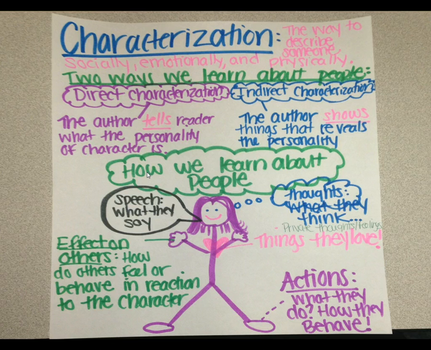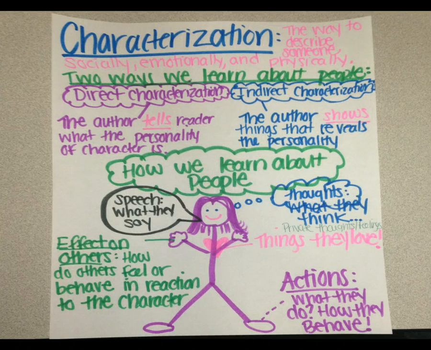Socially is like how they interact with people. What is their behavior when they interact with people? Emotionally, how do they handle their feelings and their thoughts? And physically, what they look like. So again, characterization, fancy word for the way you describe someone. You don't just characterize characters in a book. You characterize people in general in life.